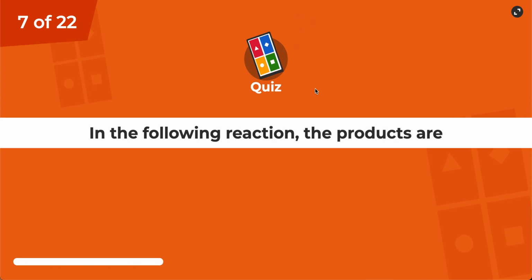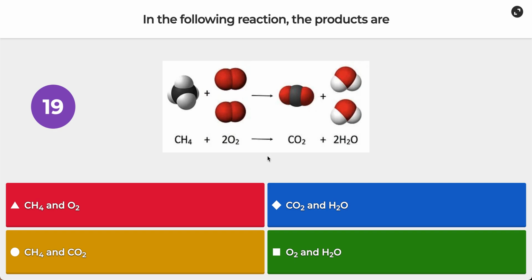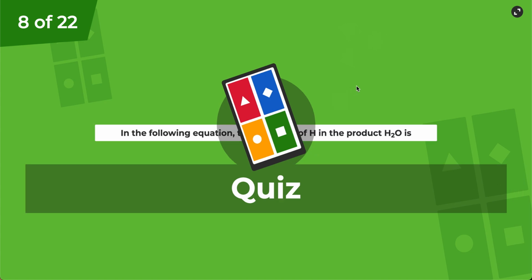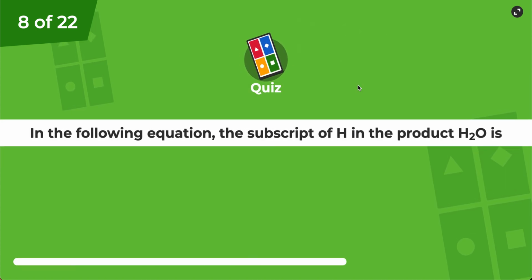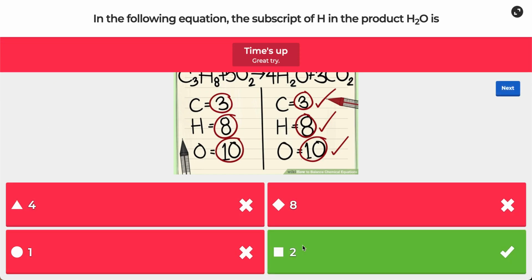Next one. In the following reaction, the products are what? So the products are going to be whatever we end up with, and in this case, we end up with CO2 and H2O, so that is going to be our products. Next question. In the following equation, the subscript of H in the product H2O is what? So the subscript of H in the product H2O, so we're looking right here, the subscript is this small number right next to it, so it is going to be the 2. Oops, missed it, but I was correct.